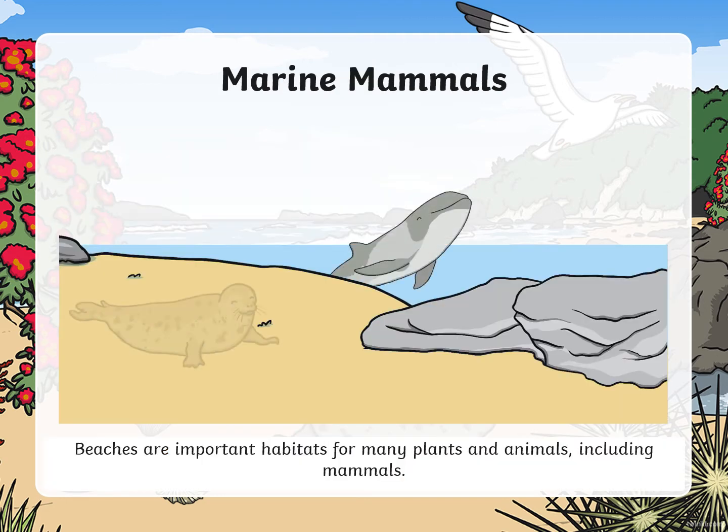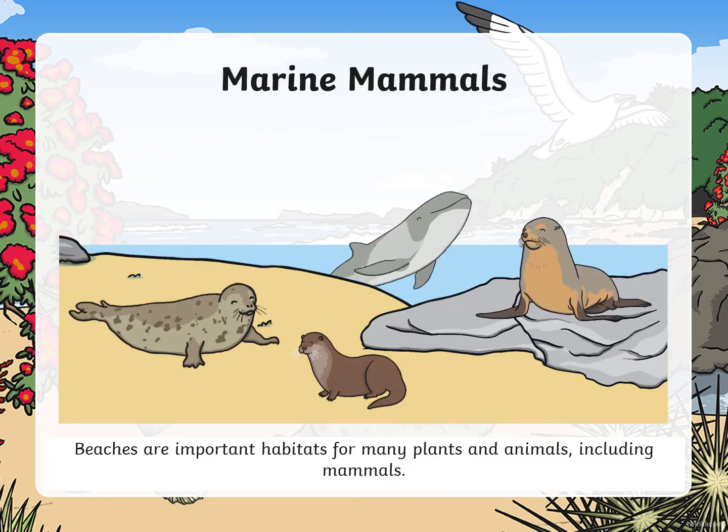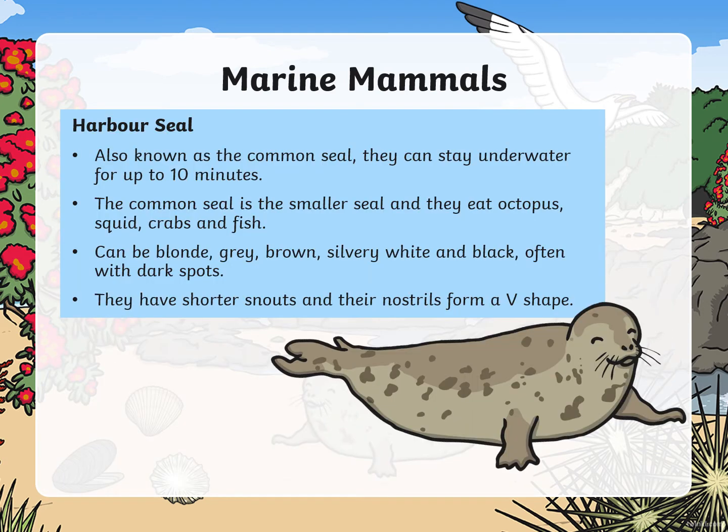Okay, let's have a think about marine mammals. So beaches are important for lots of plants and animals, including mammals. Let's have a little look at some of the mammals that we might find at the beach. Here is a harbour seal, also known as the common seal. They can stay underwater for up to 10 minutes. The common seal is the smaller seal and they eat octopus, squid, crabs and fish.